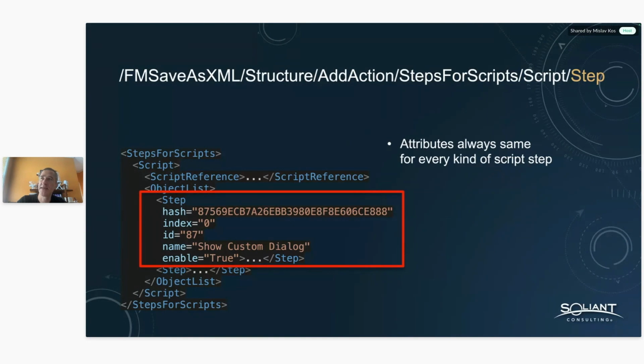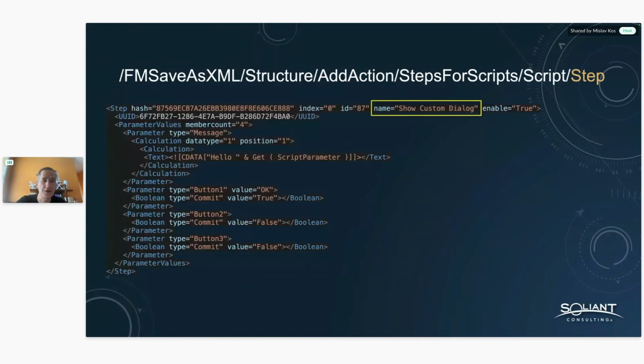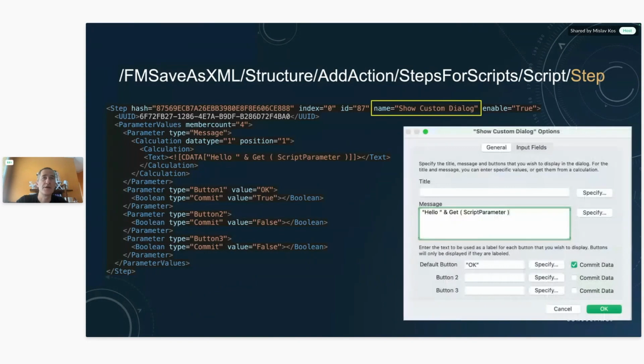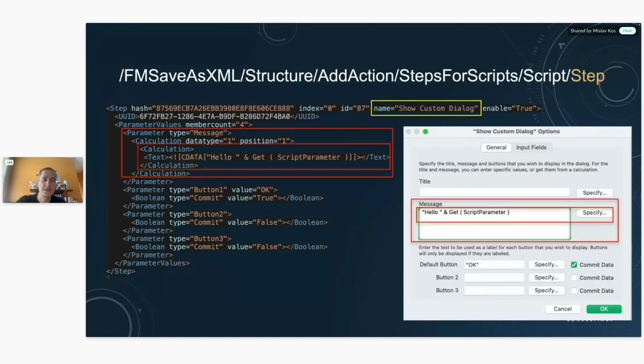So let's see what that looks like for the Show Custom Dialog script step. Here we see that we're specifying a message, and we can see what that looks like in the XML, as well as the expression, the calculation expression that specifies what the message is. And we can see that we have one button, right? So we can see how the XML expresses the code that we see in the FileMaker interface, expresses it as text, right?